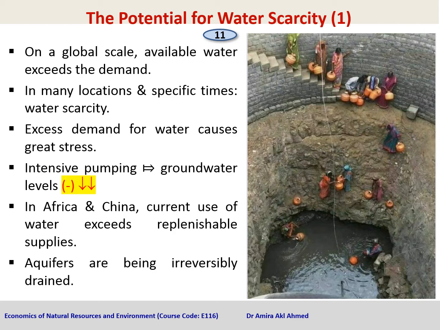On a global scale, the amount of available water exceeds the demand for it, but at particular times and in many locations, water scarcity is already a serious problem. In many parts of the world, excess demand for water is causing great stress. Groundwater levels have also been declining in many areas due to intensive pumping. In a number of places, including Africa and China, current use of water exceeds replenishable supplies, implying that aquifers are being irreversibly drained.